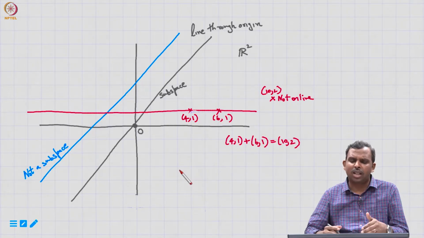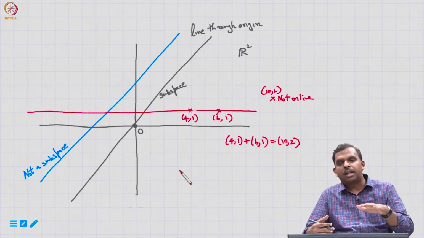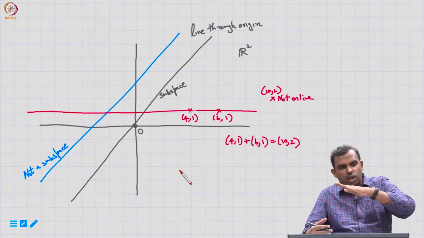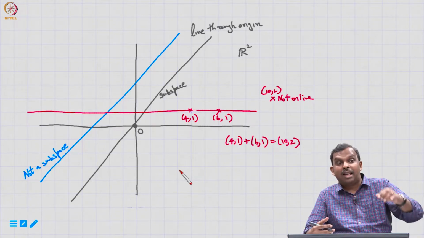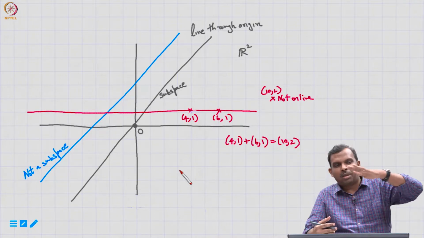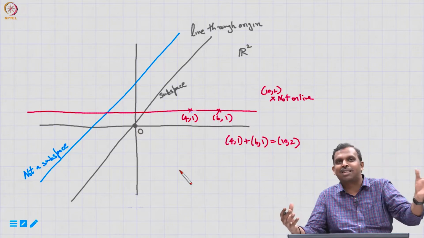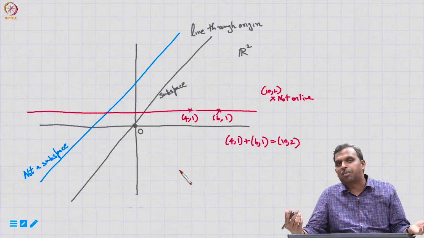The same thing is true with R3. You can think of R3 as the 3-dimensional space here, and if you have planes that go through the origin, you have subspaces, and lines that go through the origin, you have subspaces. But if a line does not go through the origin, or a plane does not go through the origin, or any other surface, sphere or cylinder or cone, etc., they are all not subspaces.